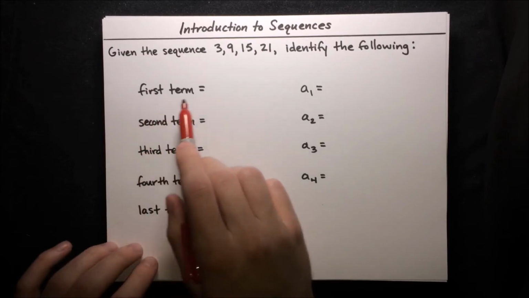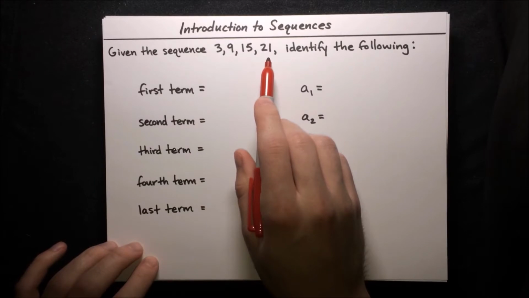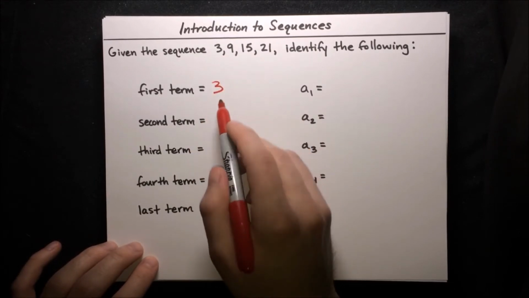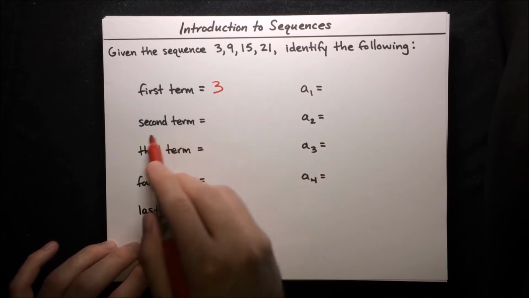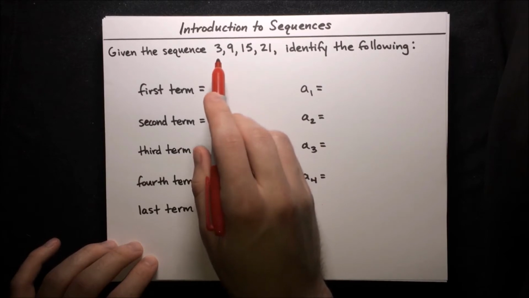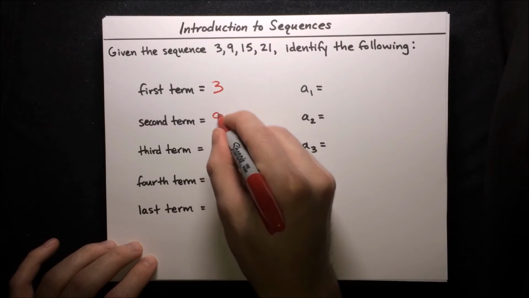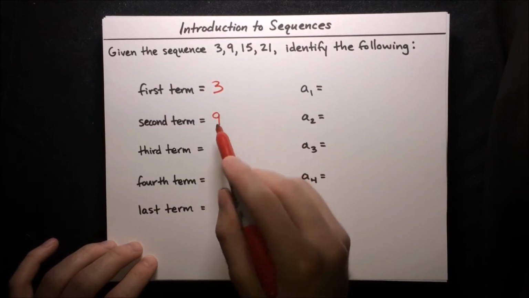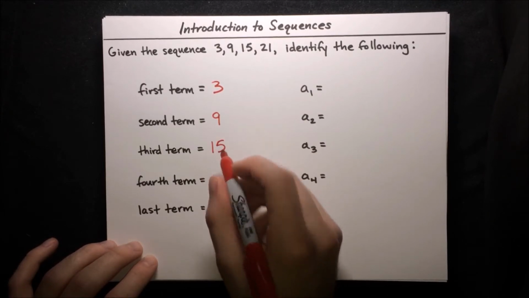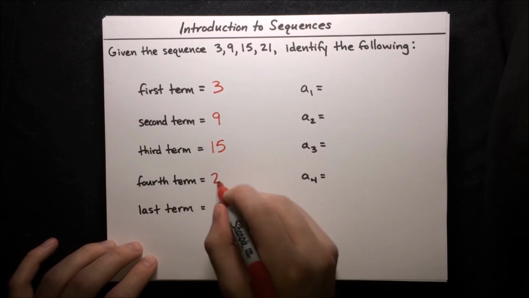So the first term is just the first item of this list, 3, 9, 15, 21. And the first item is just 3. So that's the first term. You can probably see where this is going. The second term is just the second item of this list. 3 is the first item, so 9 is the second item. Therefore, the second term is 9. The third term then, 1, 2, 3, is 15. And the fourth term, 1, 2, 3, 4, is 21.